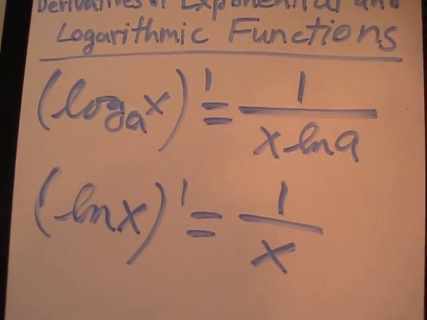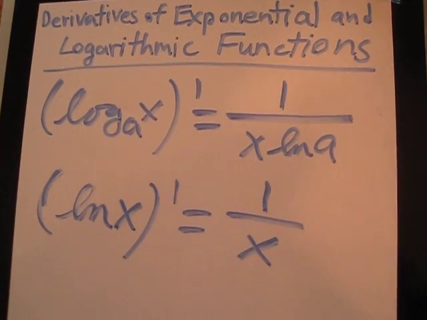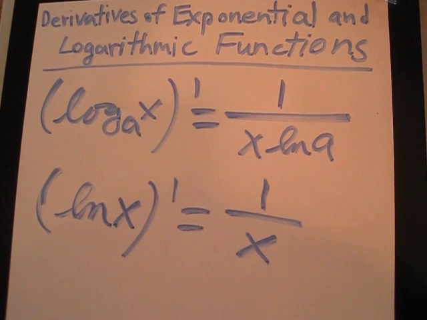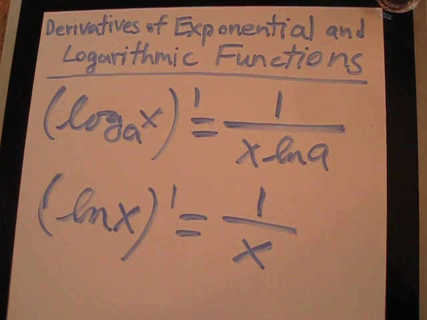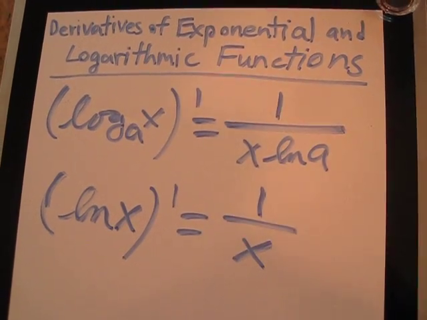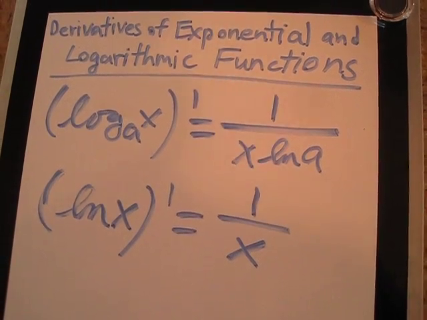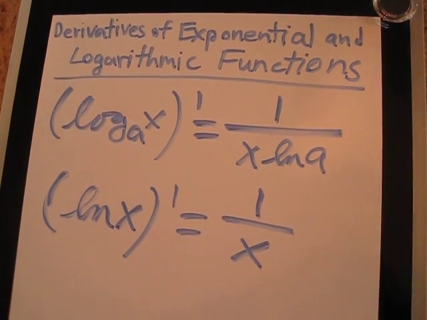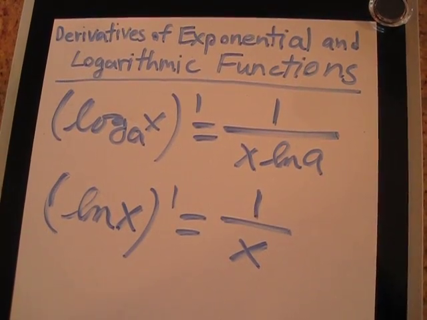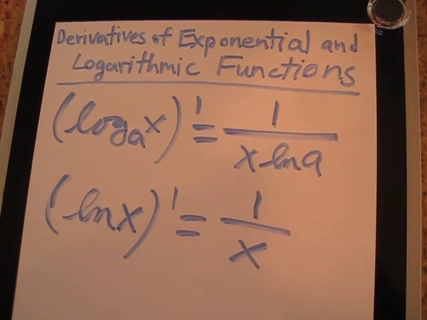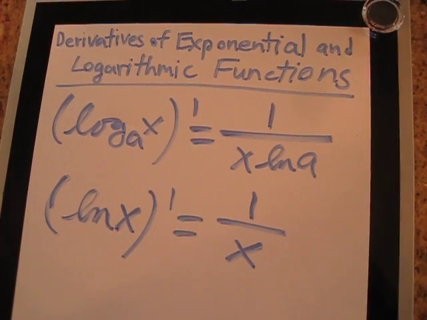Now, in general, it's important to know how to differentiate exponential and logarithmic functions simply because they come up a lot. And a lot of the time when you have to take the derivative of them, there'll be another rule of differentiation that you have to use. Maybe the product rule, or the chain rule, or quotient rule. But it's important that you have the derivatives of exponential and logarithmic functions memorized. And so that is how we would find the derivatives of exponential and logarithmic functions.